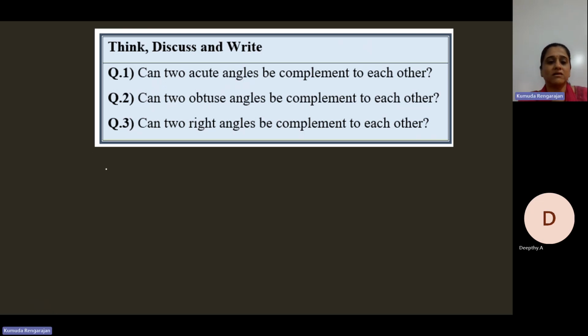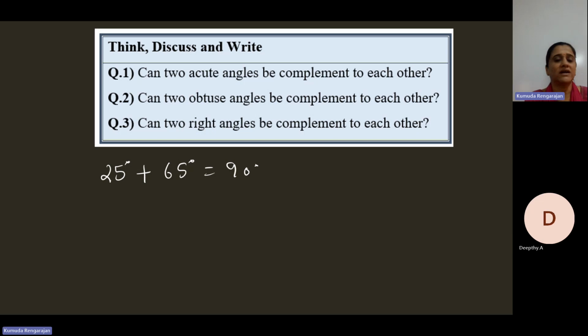Now, let's say 25 degrees and 65 degrees. Both of them are acute, right? What are acute angles? If their measure is less than 90 degrees, they are acute angles. Now, what's the sum? 25 degrees is an acute angle. 65 degrees is also an acute angle. What is their sum? 90 degrees. So yes, they can be. You should just give an example. You don't have to write theory for this.